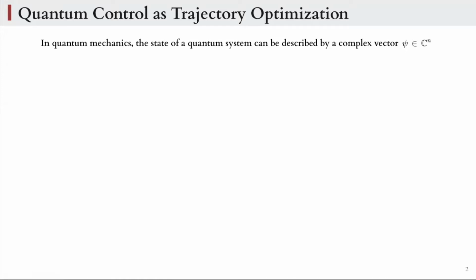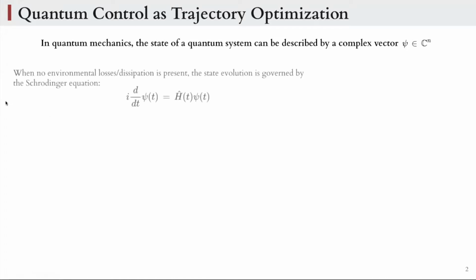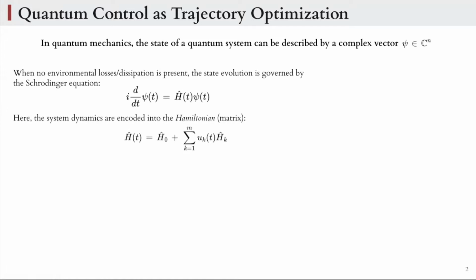Here, the state of a quantum system can be described by a complex vector psi, and the dynamics are given by the Schrödinger equation. Here, H is a matrix known as the Hamiltonian of the system, and it can be split up into this bare system Hamiltonian, which encodes the physics of the problem and the system, as well as a set of control fields, for instance, a laser pulse applied to an atom.